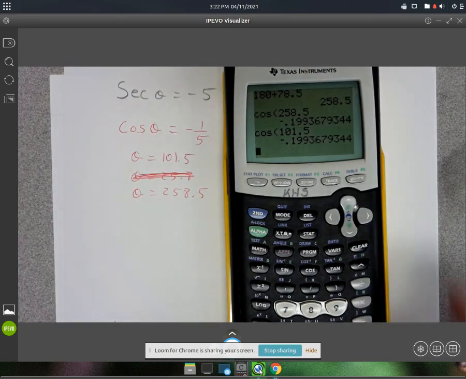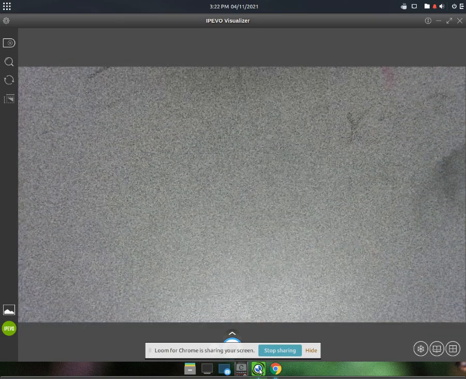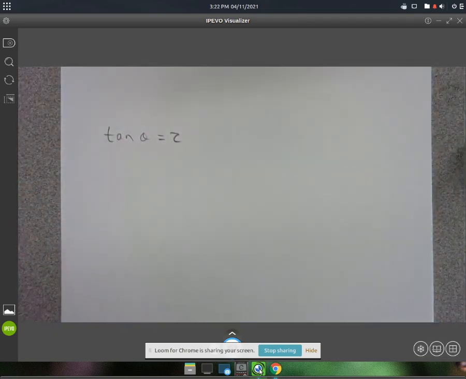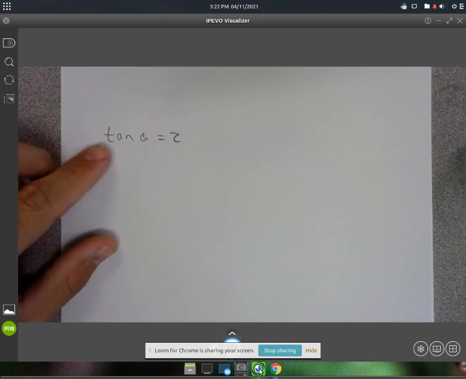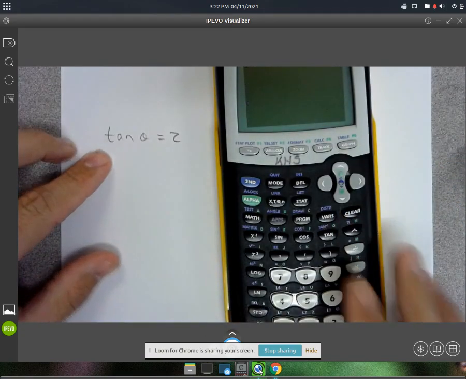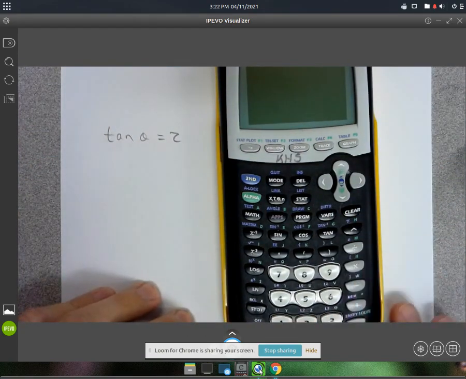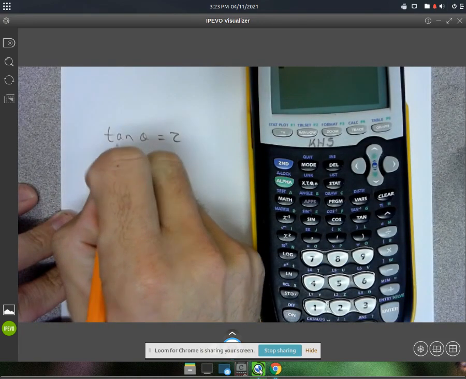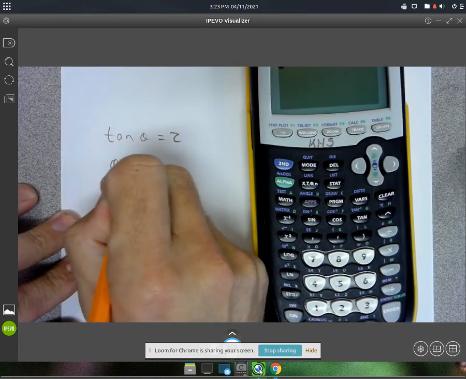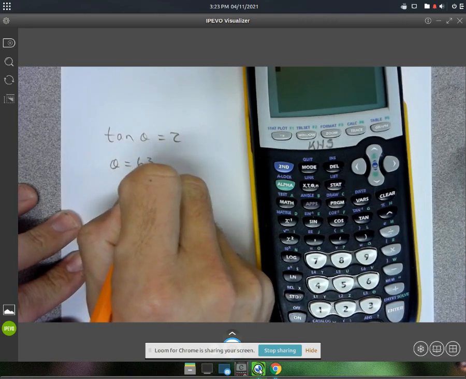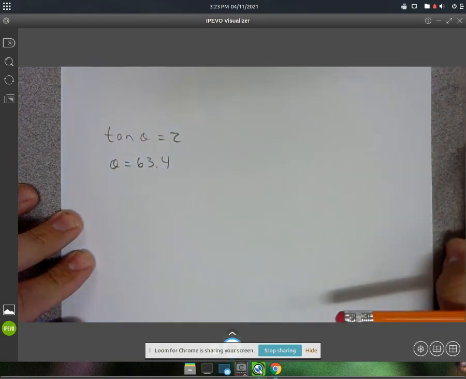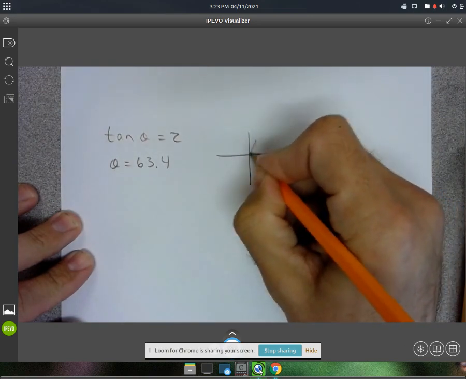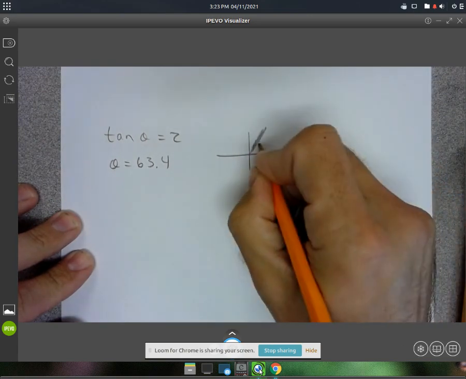All right. I'll do one real quick with tangent. All right, so tangent is equal to 2. So inverse tangent of 2 tells me I've got 63.4. Okay, so theta is equal to 63.4. That's in quadrant 1. So 63.4, they're already giving me my reference angle. How nice of them.